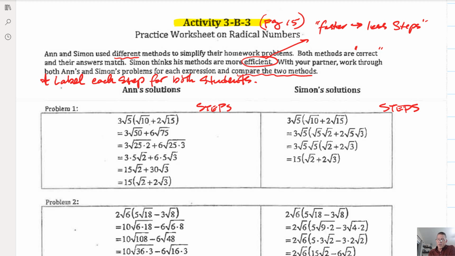With your partner, work through both Anne and Simon's problems for each expression and compare the two methods. So what I want you guys to do is label each step for both students and try to understand what in the world they are doing, okay? So you're going to strive to understand both methods. Both. So we're trying to learn different ways of doing things.